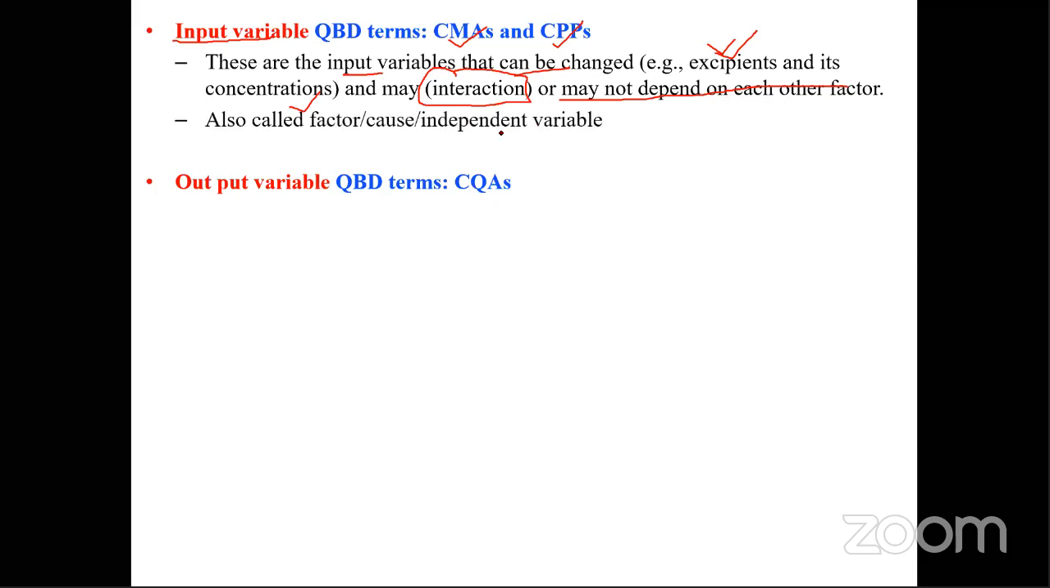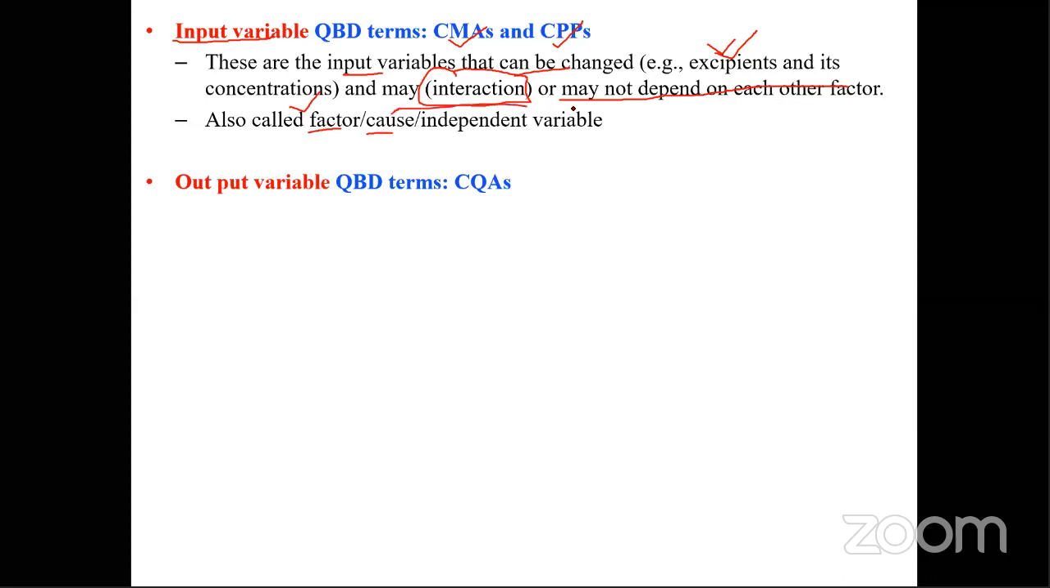See how many terms they're using, because this is where most people get confused. When they read articles or books, they always get confused. Sometimes they use input variables, sometimes factor, cause, effect. But remember, always, in your lifetime, an input variable is also called a factor, also called a cause. Why are we calling it a cause?